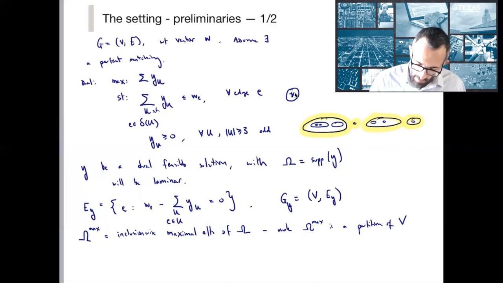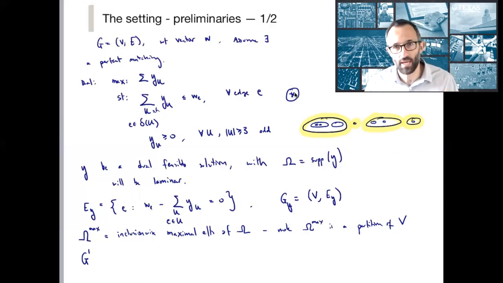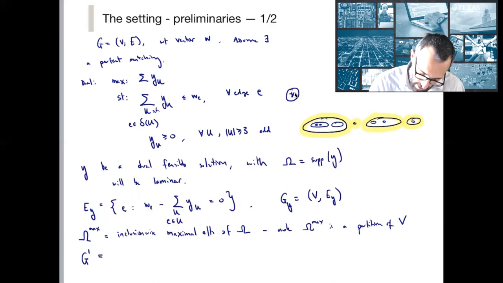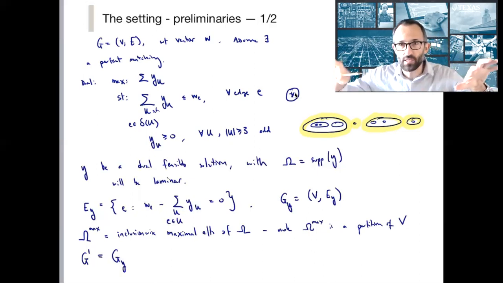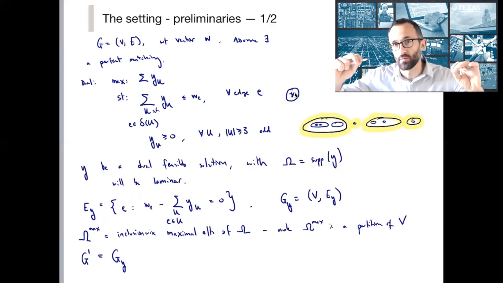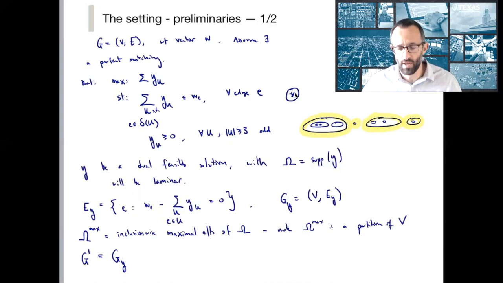So now I'm going to define G dash, and G dash is going to be the main object that we're going to be working with, and this is going to be the graph Gy, in other words, the graph on all the vertices, but only with the edges that are allowed by complementary slackness, and this is why we've got a y in there. I'm omitting the y in G dash, but you should keep in mind that G dash depends on y.